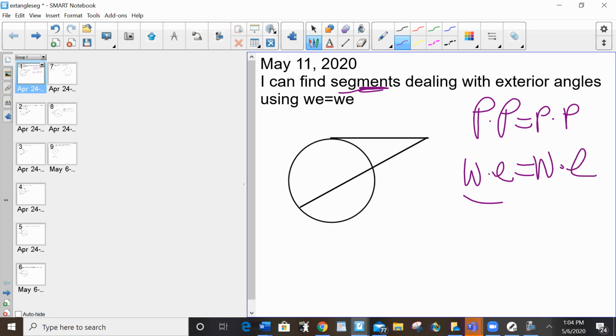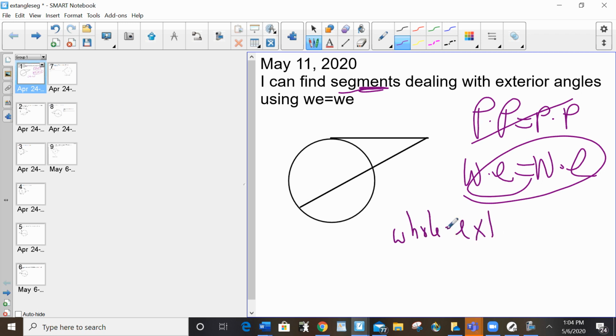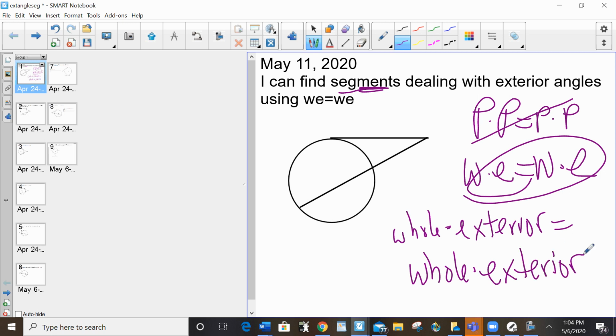And what WE WE stands for is whole times exterior equals whole times exterior. So as long as you know the E in WE stands for exterior, we know that we're using WE, not PP. So what does whole and exterior mean? Well, there's two segments in this picture right here. Let's start with this one.